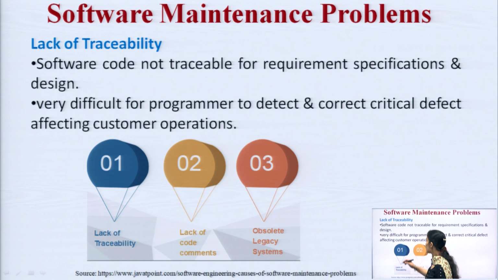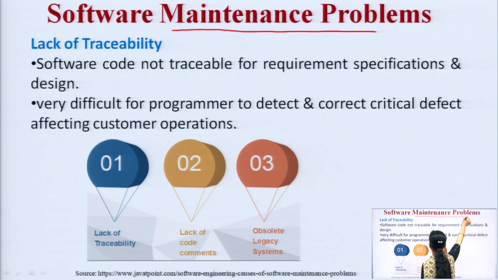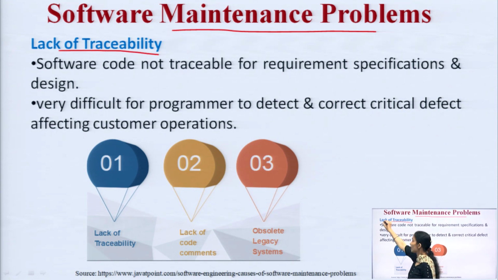So, starting with the problems that software maintenance is facing. First, there is a lack of traceability. Our written software code is not traceable to the requirement specification and design till we comment them properly as per our requirements and design, but practically our code is not traceable. Then it becomes very difficult for the programmer to detect and then further correct the critical defects that are affecting the customer operations.